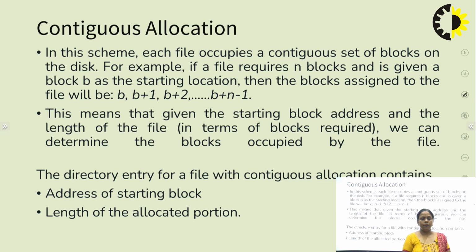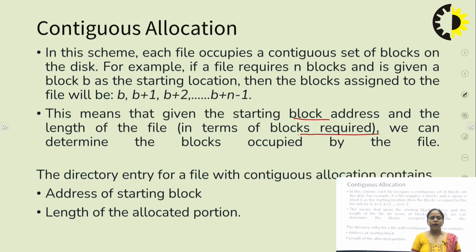We don't have partition of the files here. Fine. This means that given the starting block address and the length of the file in terms of blocks required, we can determine the blocks occupied by the file. Fine. Contiguous allocation means we can store our file in the secondary storage contiguously. Okay. We don't need to divide our file into parts.